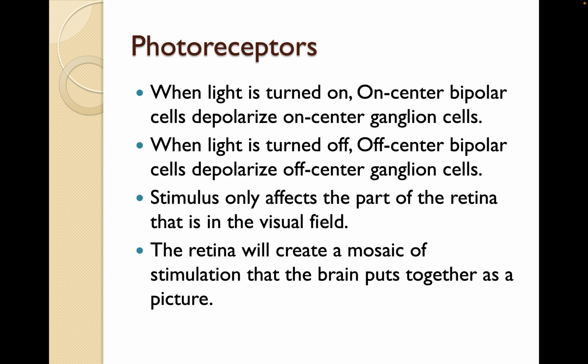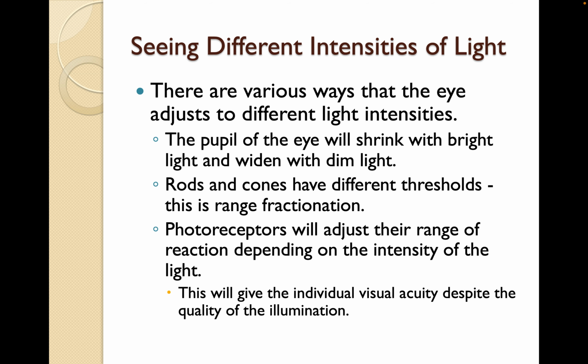When light is turned on, on-center bipolar cells depolarize on-center ganglion cells. When light is turned off, off-center bipolar cells depolarize off-center ganglion cells. Stimulus only affects the part of the retina that is in the visual field. The retina will create a mosaic of stimulation that the brain puts together as a picture.